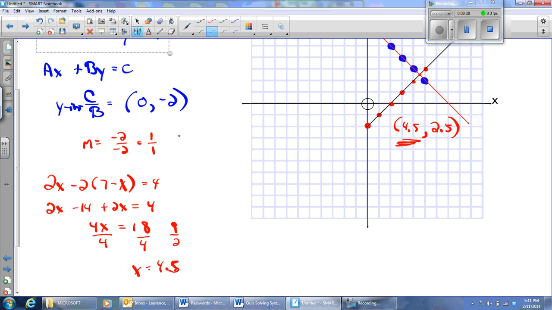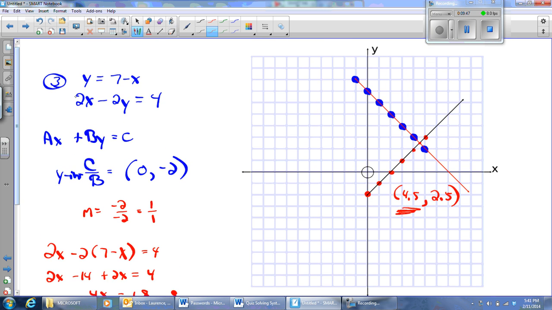Okay, now let me rewrite that. That looks terrible. Okay, now for the y coordinate, I'm going to use this equation here, and I'm going to get y equals 7 minus 4.5. Well, 7 minus 4 is 3, but this is more than 4, so it'll be 2 and a half. There we go. I nailed it. Actually, I did such a good job graphing. I was so precise in my graphing that it was easy to tell it was just about the middle.